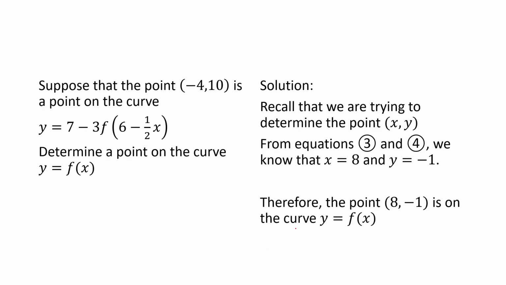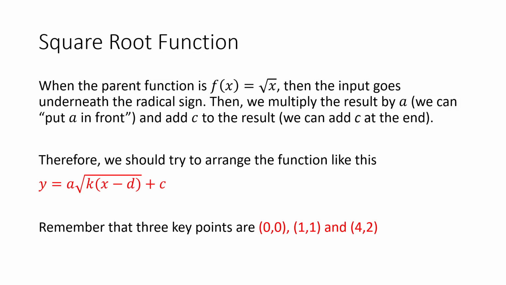So x is equal to 8 and y is equal to negative 1. We're trying to figure out what the point xy is. So obviously the point xy is the point 8, negative 1. So that point is on the curve y equals f of x.